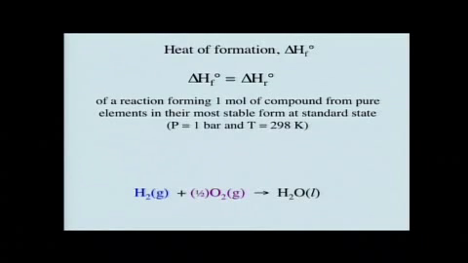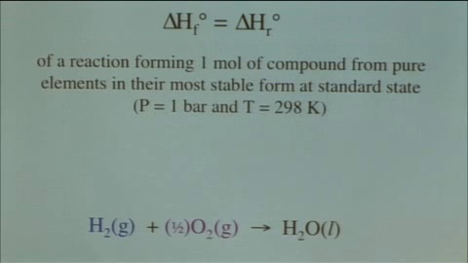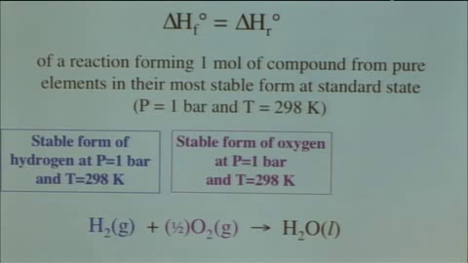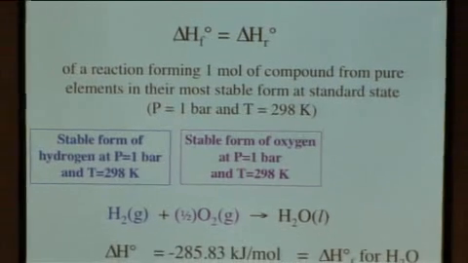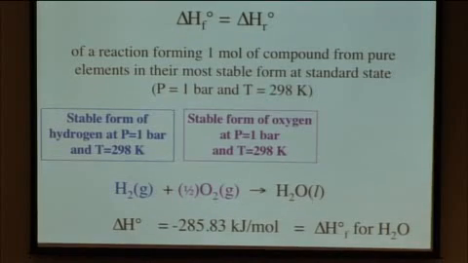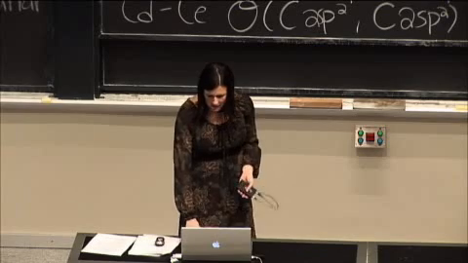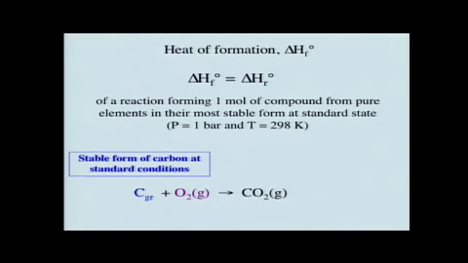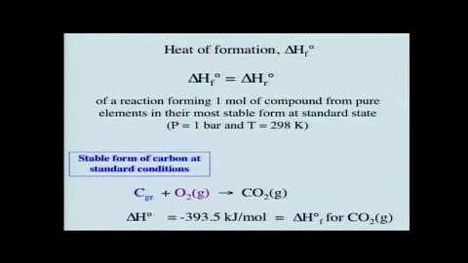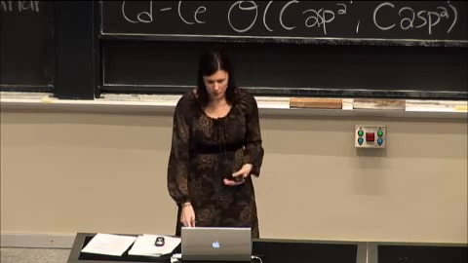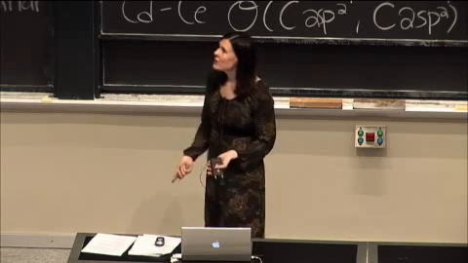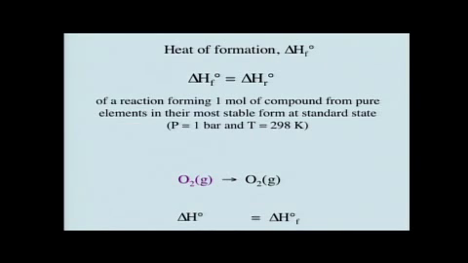Let me say that, for example, if we're talking about water here, that's formed from hydrogen and oxygen, if we're talking about the elements in their pure forms at 1 bar standard states and room temperature. If we look this up in our textbook, we would find that the delta H of formation for water is negative 286 kilojoules per mole. Similarly, we can look up the same thing for carbon dioxide. And what we'll find here is that our delta H of formation is negative 393.5 kilojoules per mole.